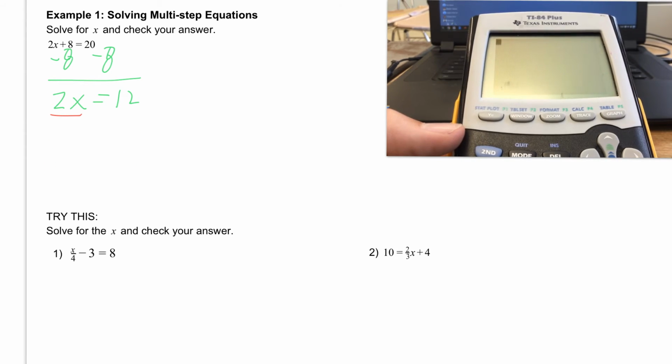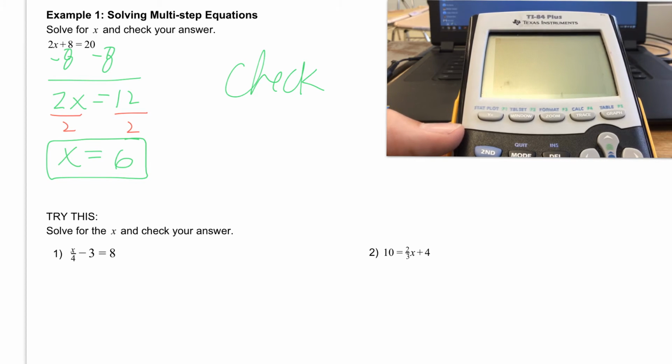And then what I want to do is check my answer. The easiest way to check your answer is going to be on the graphing calculator. So if you look over here at the graphing calculator, I'm going to show you what you should be plugging in. We're coming back to the original problem.